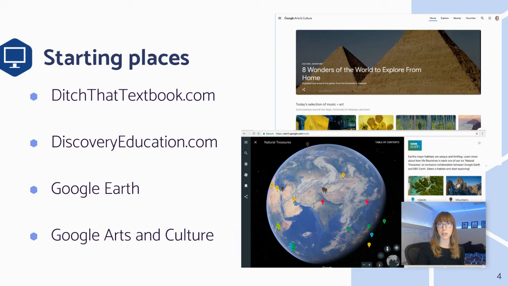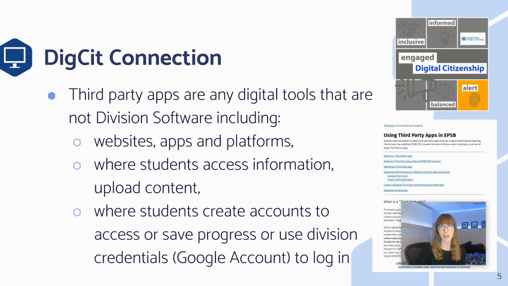ditchthattextbook.com has lots of resources that you can use to have a holistic experience with activities, connections, and links throughout. discoveryeducation.com has a lot of pre-recorded experiences that students can interact with independently and on their own. Google Earth and Google Arts and Culture has a number of, again, curricularly connected content with a variety of opportunities with 360-degree footage, as well as images and text.